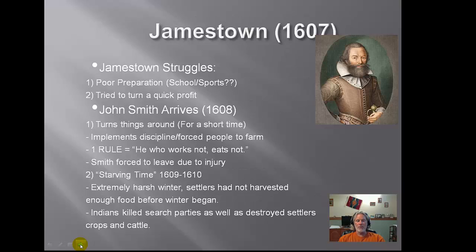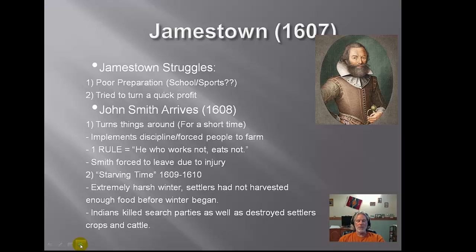In 1607, you had Jamestown, and again, it was formed to turn a quick profit. John Smith is given a lot of credit about 1608 for turning things around. He was a disciplinarian, and it's always interesting, his rule: he who works not, eats not. If you didn't work, you didn't eat.